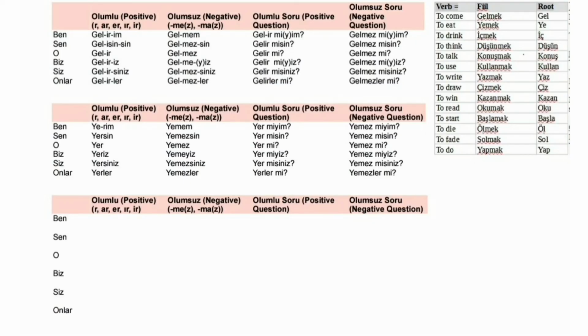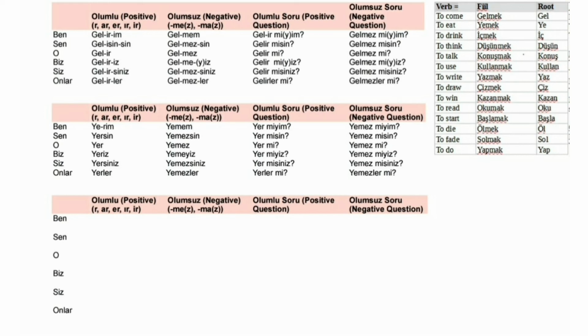Okay, you have learned quite a lot of verbs now, and you can practice with them, but just let's do a few of them together. So let's take to eat, yemek. And what's our root? Ye. Let's start with positive, olumlu, positive form. Ben yerim, sen yersin, o yer, biz yeriz, siz yersiniz, onlar yerler.